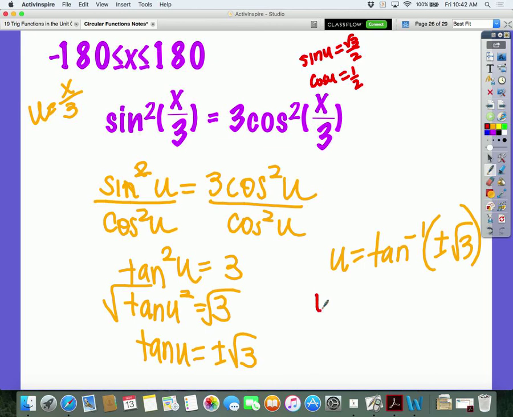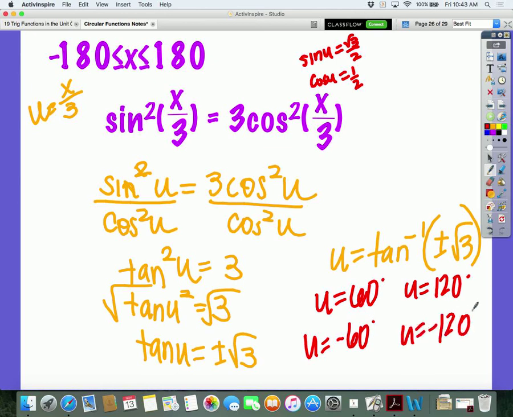So if I think of my inner circle, that occurs at 60 degrees, that happens at 120 degrees, that also happens, think about it, we gotta go the negative direction, at negative 60 degrees and negative 120 degrees. But remember, u was originally x over 3. So what I'm going to do is go ahead and erase this. It's the same thing as imagining that the 3 isn't there, like the other problems. So we're going to put x over 3 back in.